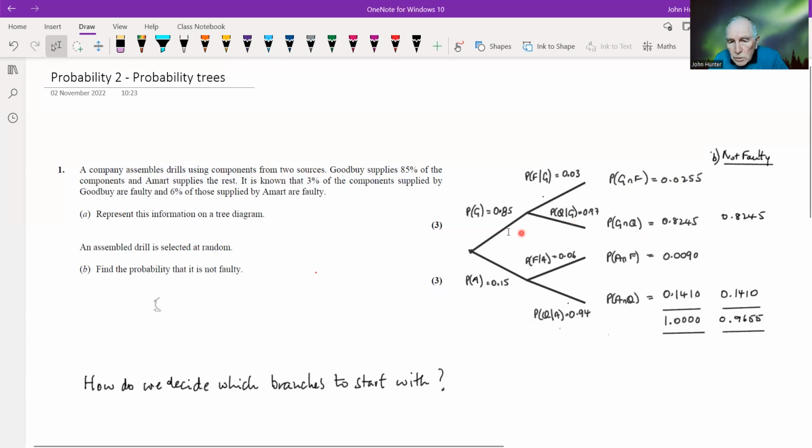Okay, and we can just repeat the process here, Goodbye, and then this is 0.97. So the probability of Goodbye and it's a quality approved item, 0.8245, and then the same with AMART. We get this probability, and then the probability that it's AMART and it's a quality item is this. So these are the 4 possibilities.